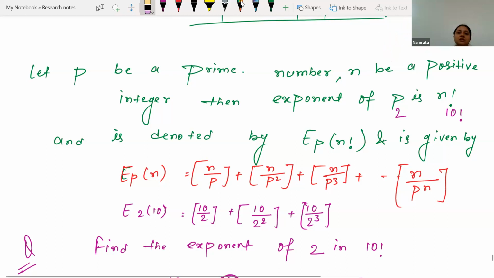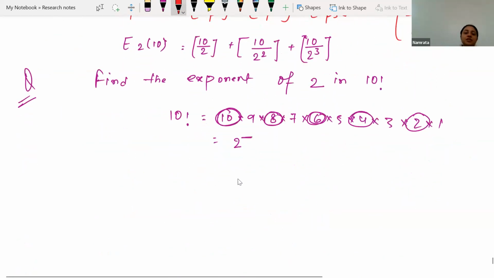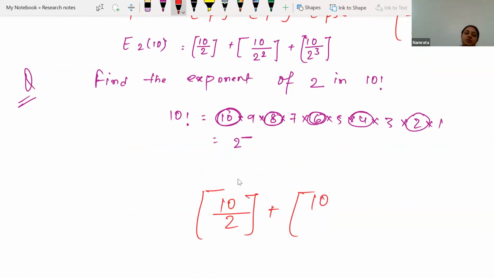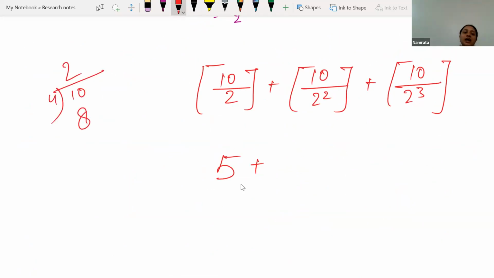So let's do the division and check what we get. The formula says it is 10 by 2, 10 by 2 square, and 10 by 2 cube. The greatest integer function says we take only the integral value. 10 by 4, if you divide 10 by 4, 4 twice is 8, so you just take the integral value, because after that there will be a decimal. We don't have to take that. Greatest integer function means only that.